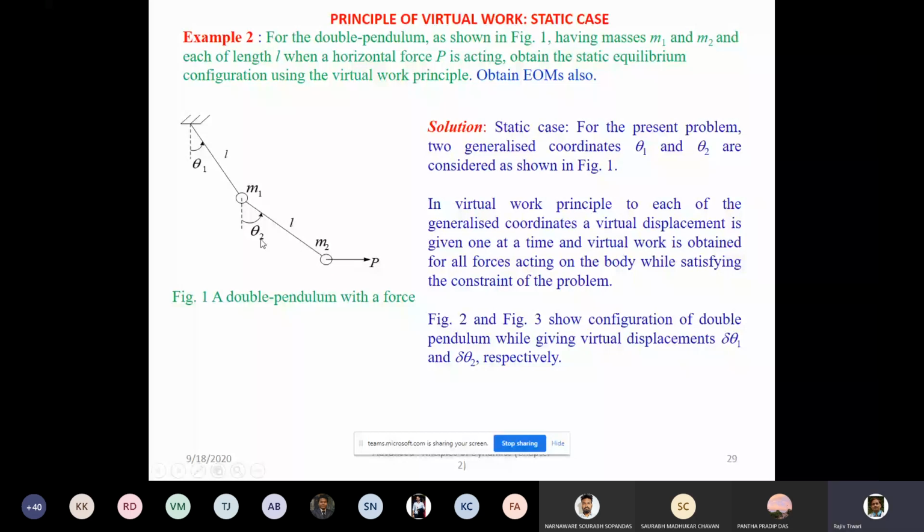Because there are 2 degrees of freedom, we have the choice of giving variations delta theta1 and delta theta2 both. These variations will be given one by one to the system, because we have two unknowns. So we should get two equations to find the equilibrium position of this.